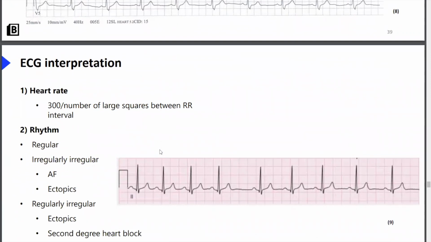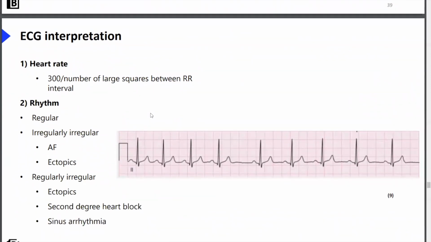All right. So now we've done the basics of ECG. Now we're actually looking at an ECG. What do we do? Step 1, heart rate. Well, we already know how to calculate that because we've done that. 300 divided by the number of large squares between RR interval. Next step, rhythm. So this is the 10 golden steps to ECG interpretation. 10 golden steps. Is it regular?